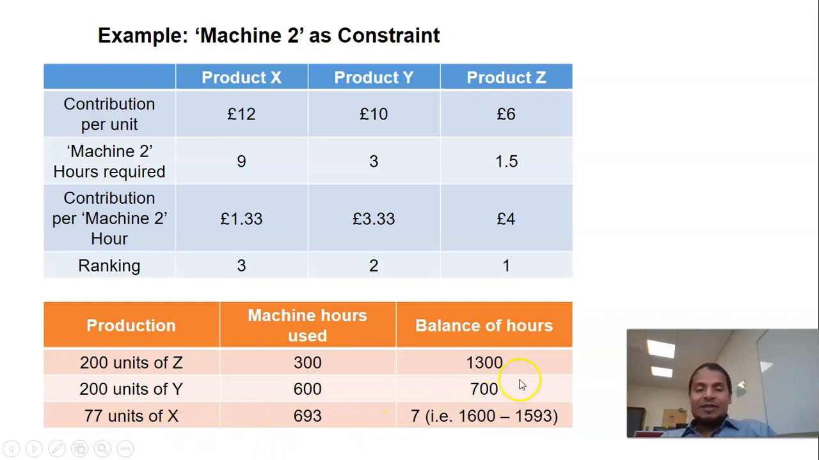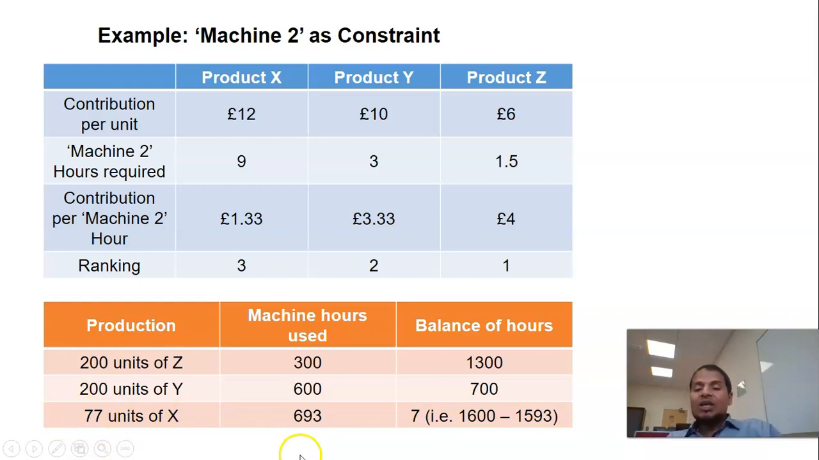How many products can you produce based on the remaining 700 hours? For one unit of X you need 9 hours. So you have now 700 hours. Divide 700 by 9, and you can see around 77 units you can produce. Product X, you can produce 77.